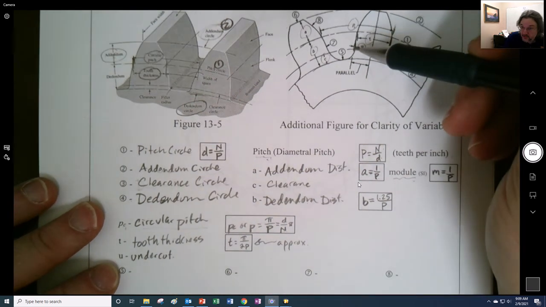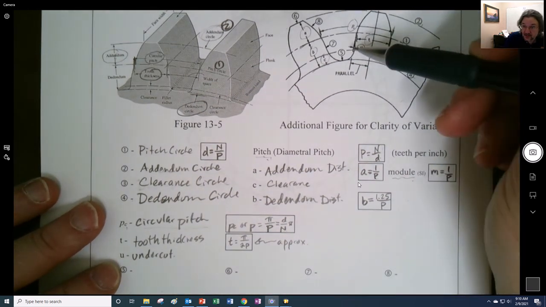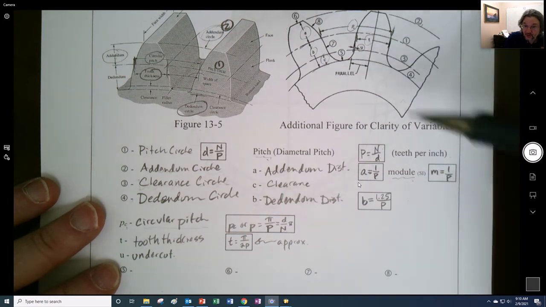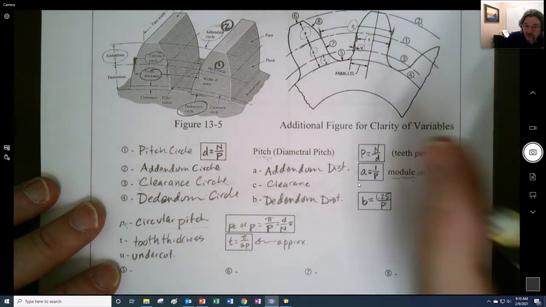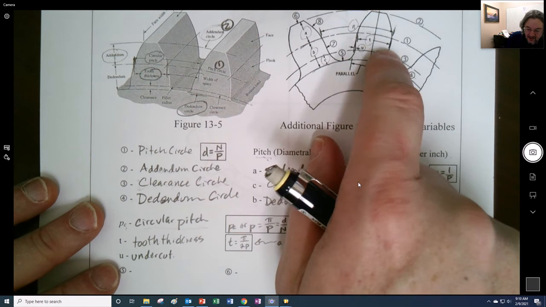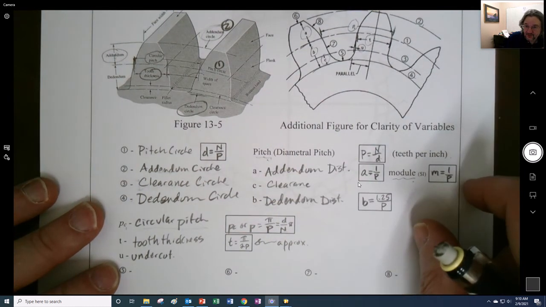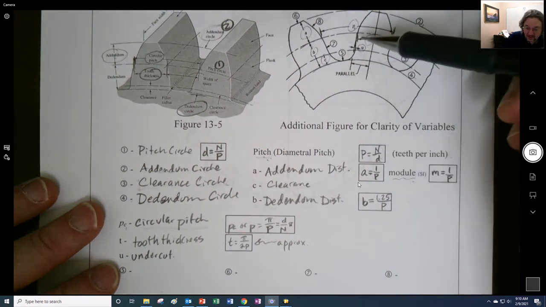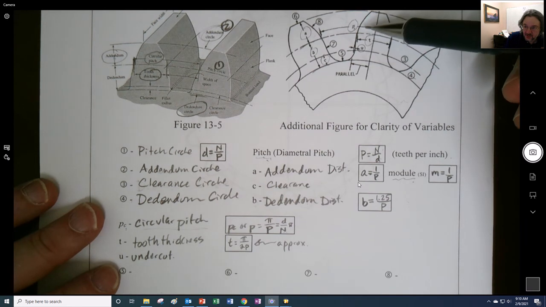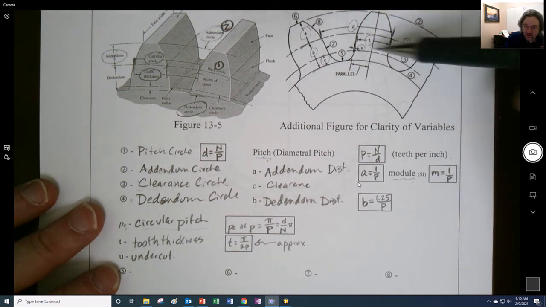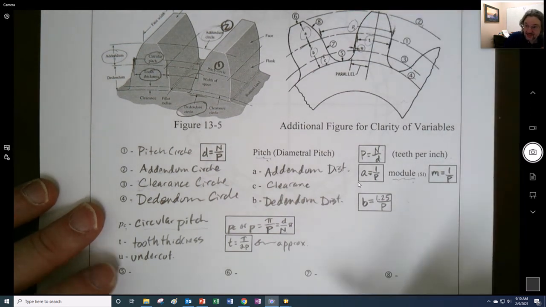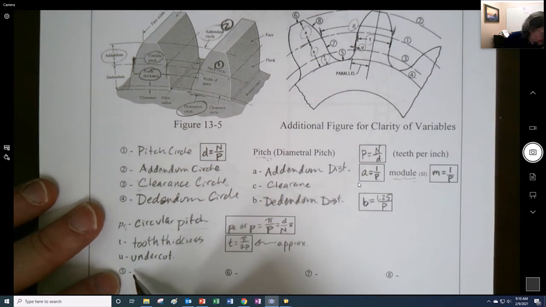And that helps with interference, but it also affects the root of the tooth, or I'm going to be careful with the root, there's another name for the root. The strength of the tooth is reduced because of undercut, because you can think of these as cantilever beams. So we've made them smaller down here where the stress is the highest. So we have an issue there.